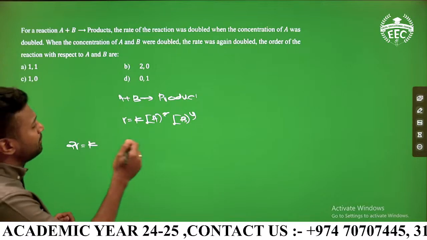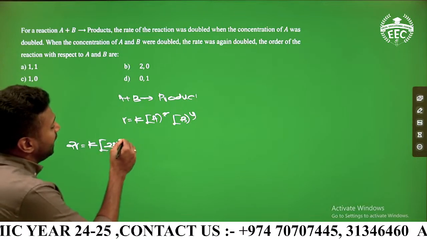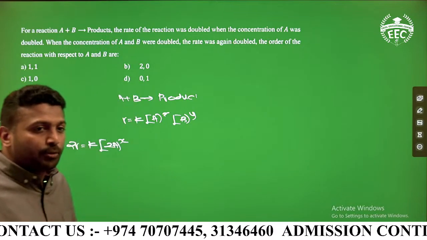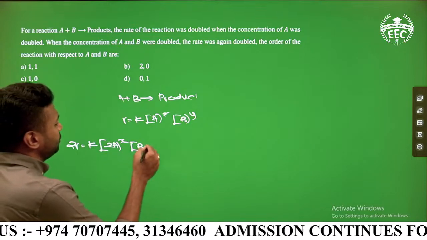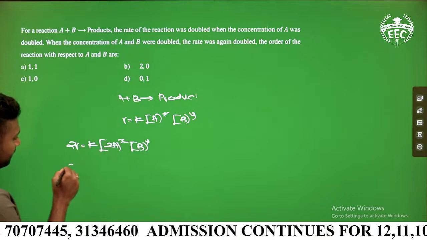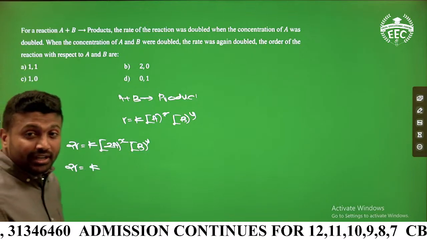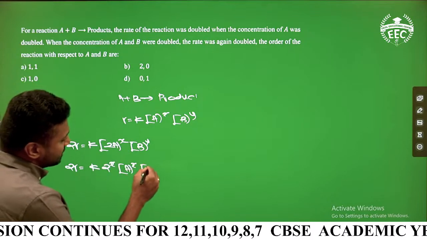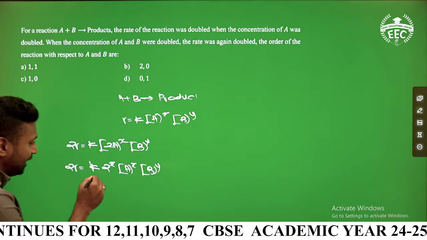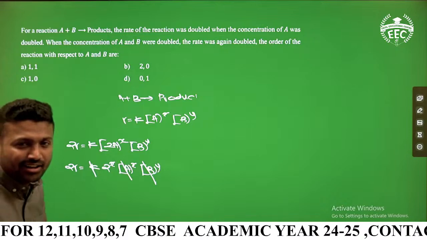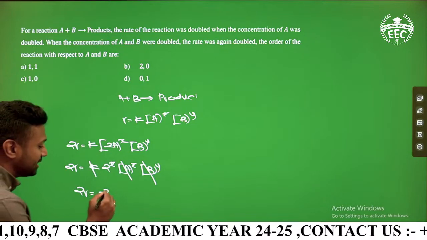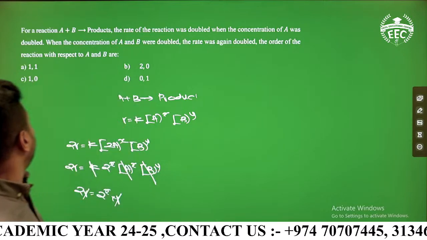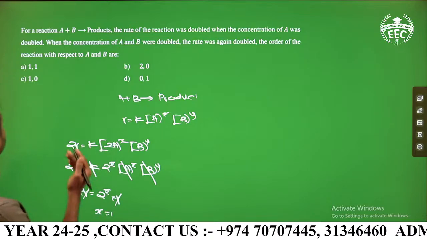The concentration of A doubled means A will become 2A, all raised to X. Nothing is mentioned about B, so in case 1, B is a constant, so B raised to Y, no issue. Separate that: 2R is equal to K into 2 raised to X into concentration of A raised to X into concentration of B raised to Y. K into A raised to X into B raised to Y is the same as R. So we get 2R is equal to 2 raised to X into R. R and R cancel. 2 is equal to 2 raised to X means X is equal to 1. So X is 1. It may be either option A or C.